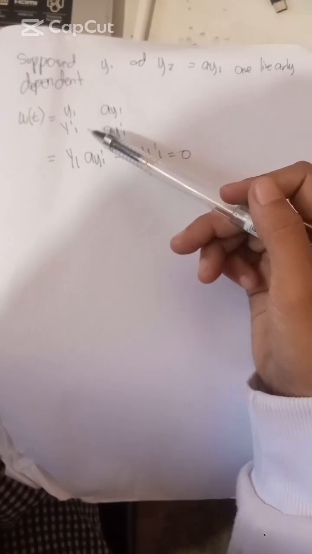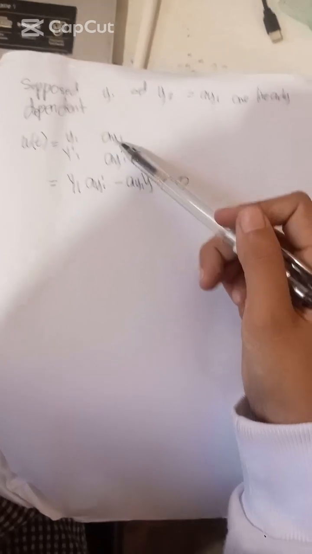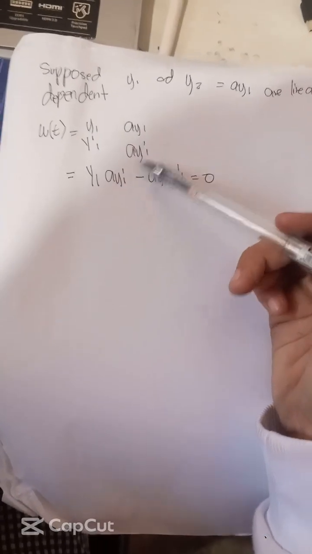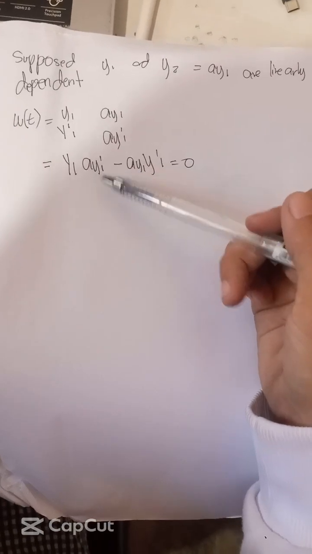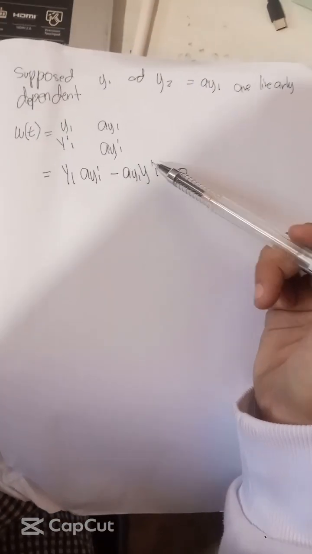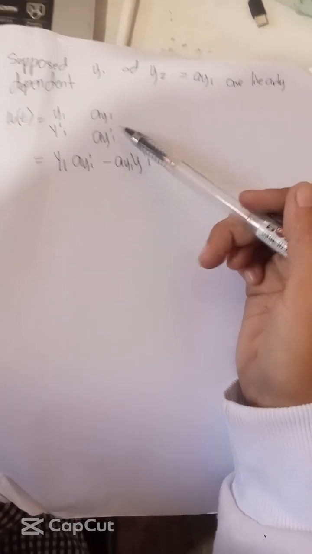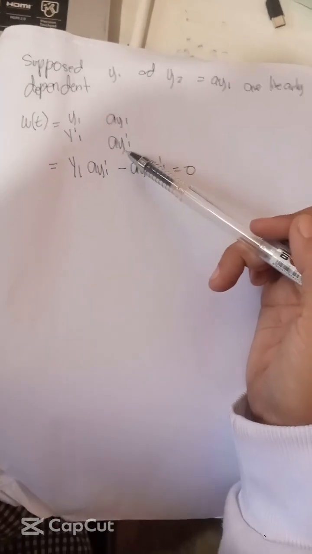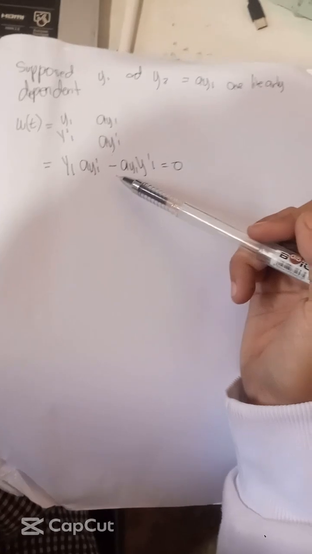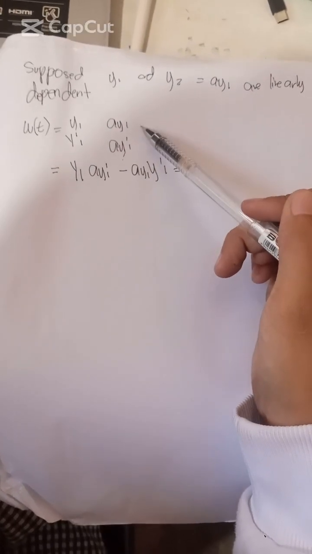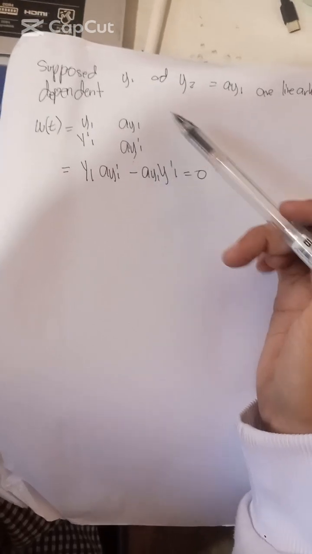So for example, suppose y1 and y2 = a y1 are linearly dependent. And the Wronskian of this is W(t) = y1 times a y1 prime minus a y1 times y1 prime, which is equal to 0. So you get this answer from here.